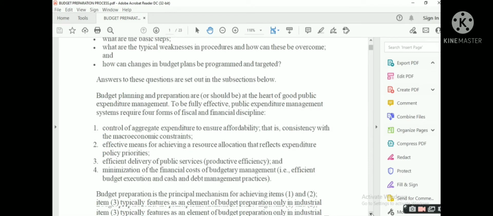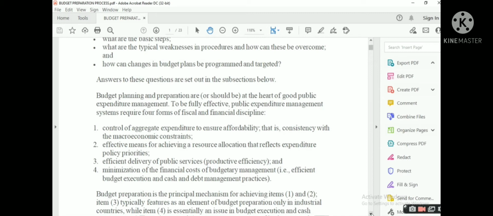Thus, fiscal economists and general budget advisors need to know what is the framework in which budget decisions are made, who is responsible for planning and preparing the budget, what are the basic steps, what are the typical weaknesses in procedures and how can these be overcome, and how can changes in budget plans be programmed and targeted. Answers to these questions are set out in the subsections below.